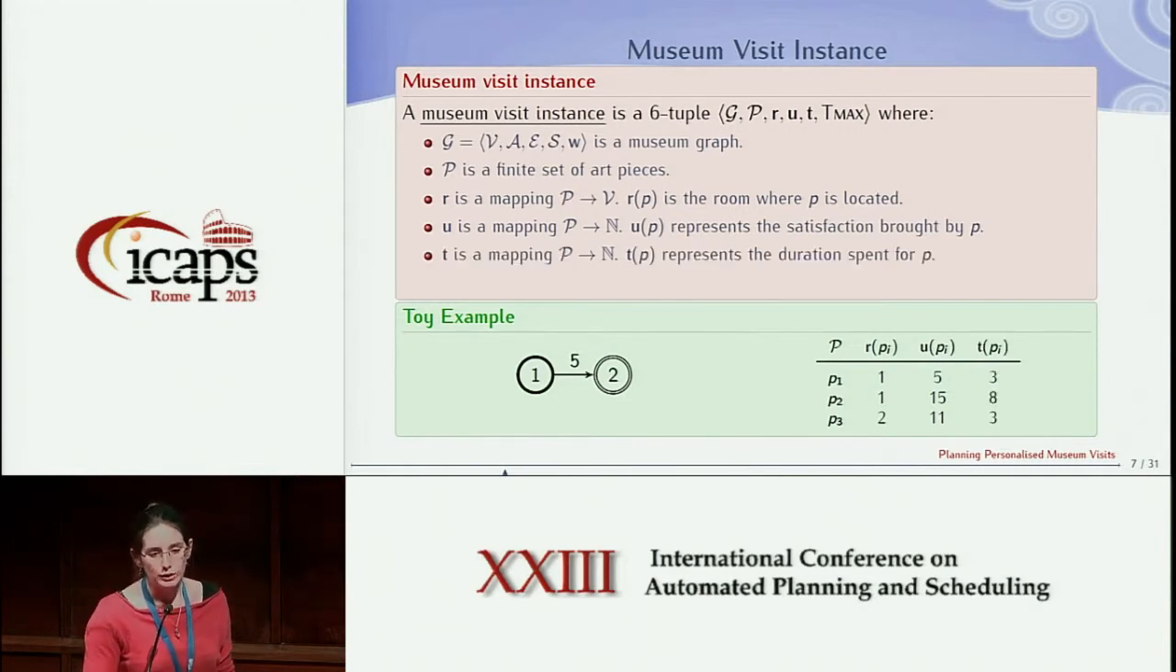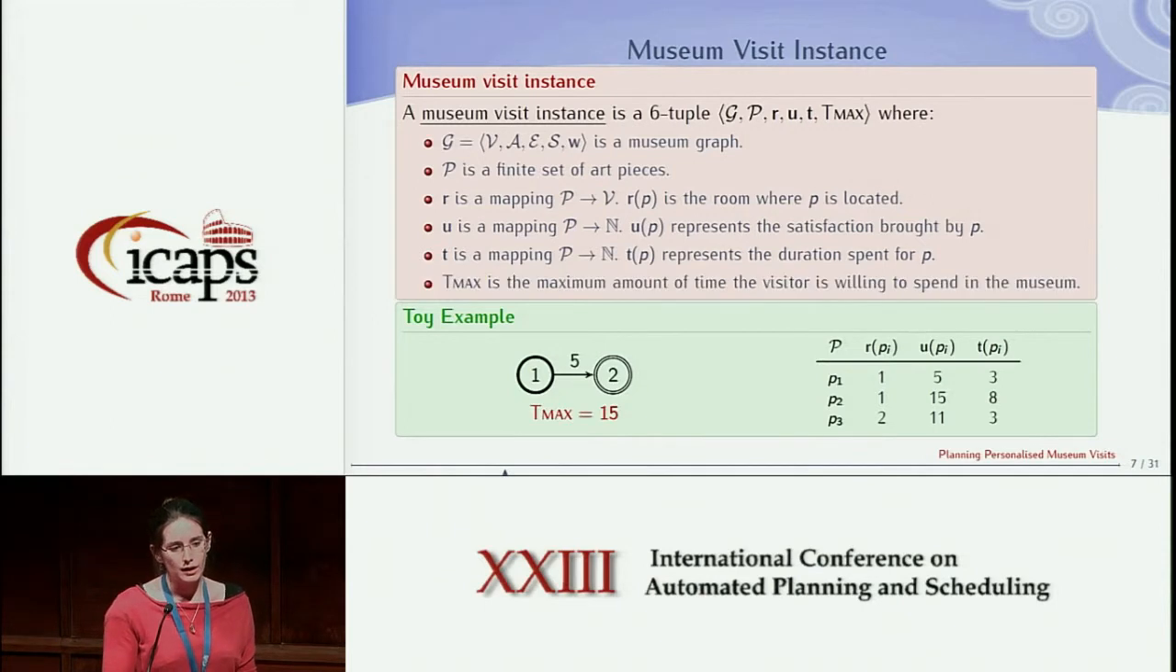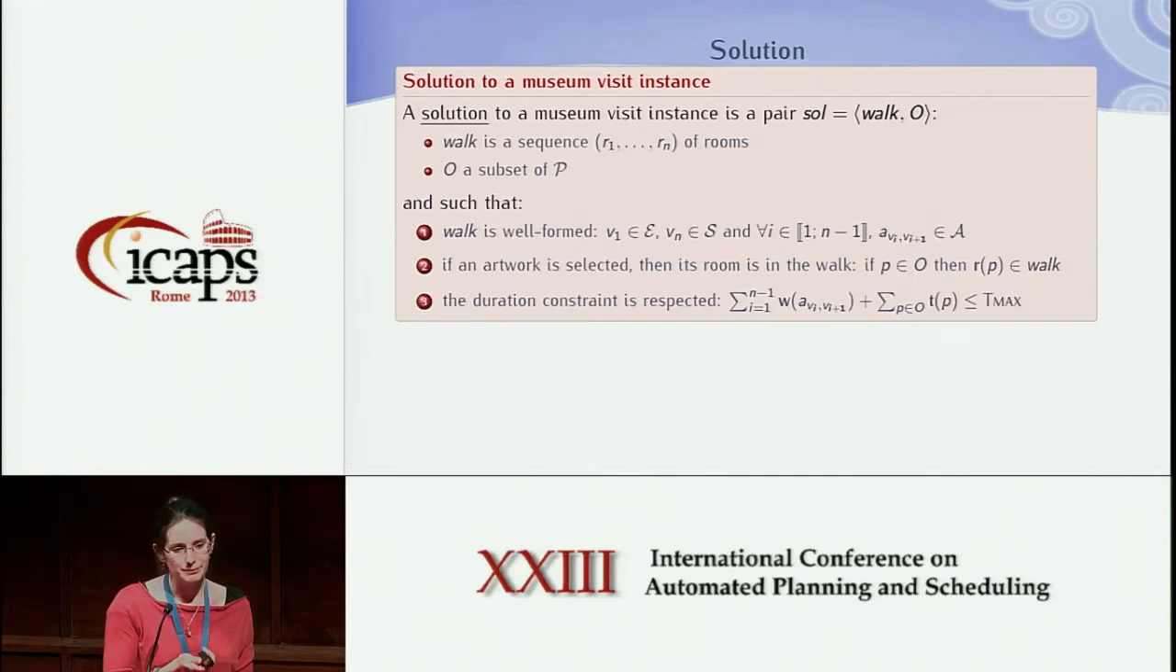And finally, for each artwork, we need to know how much time the visitor will need to visit it. So this is, again, a function that tells for each artwork the time in time units that will be needed for the user to visit it. The last parameter of the problem is the maximum duration the visitor wants to spend in the museum. This is a parameter Tmax. In the example, it's 15, and it tells us that the visitor does not want to spend more than 15 time units in the museum.